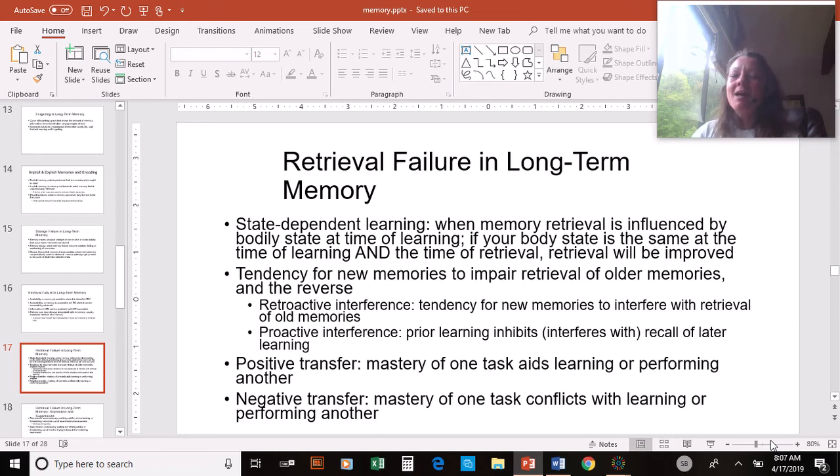And then sometimes new memories, as we take in new information, might affect some of our older memories.